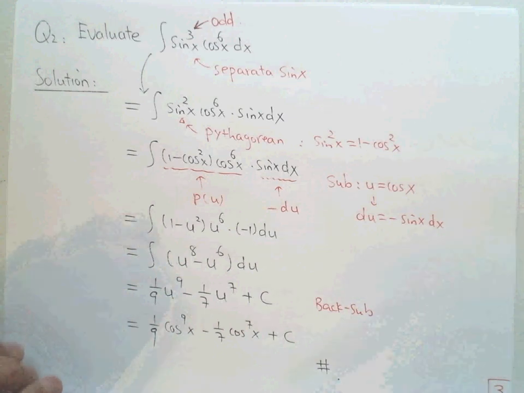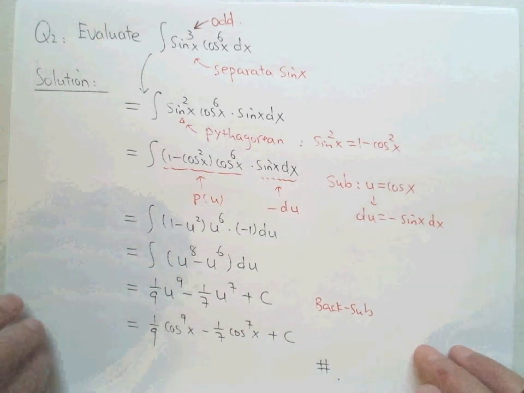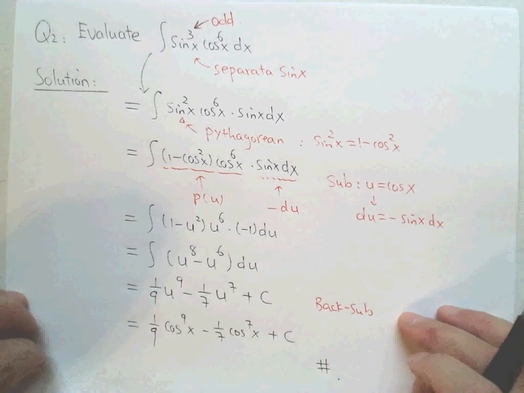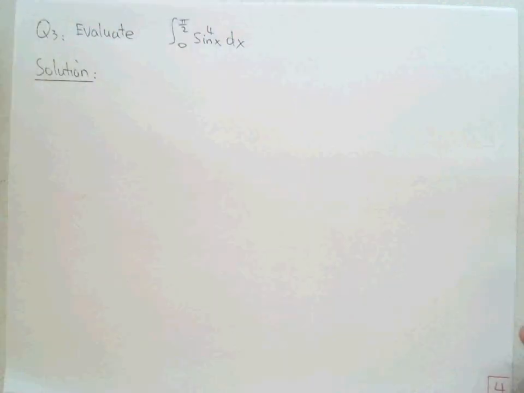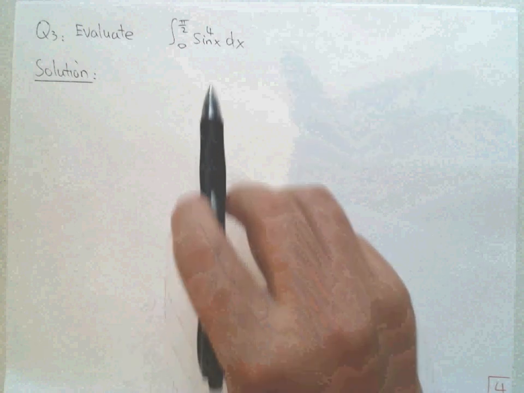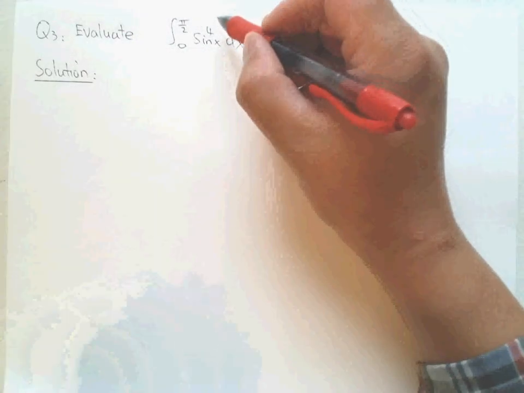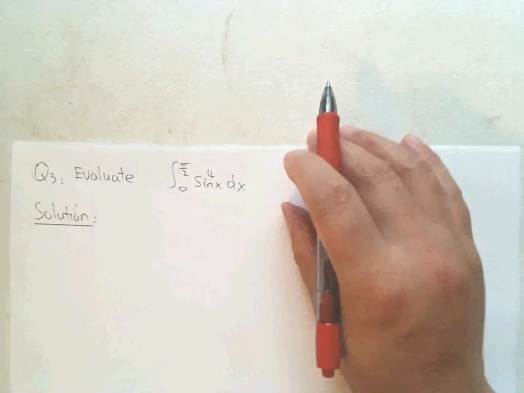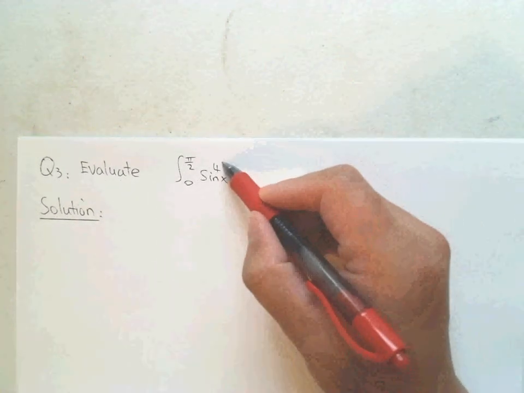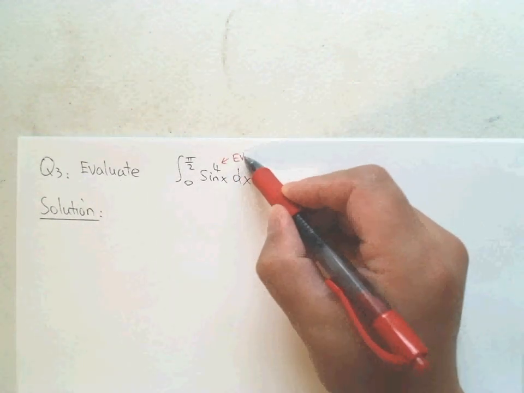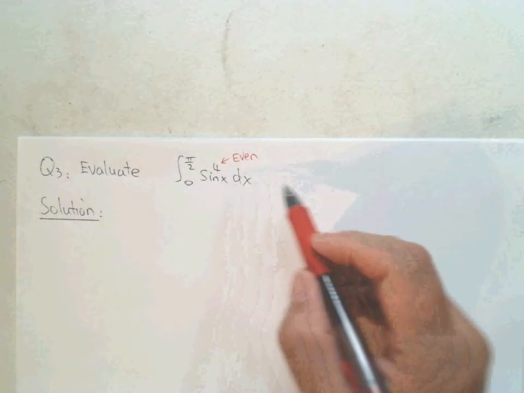Okay, one more. So we look at it. These two examples are very similar, right? All this is the basic steps we need. So one more, we look at this. We look at the integrand, the power. The power is 4. It's not odd, it's even.